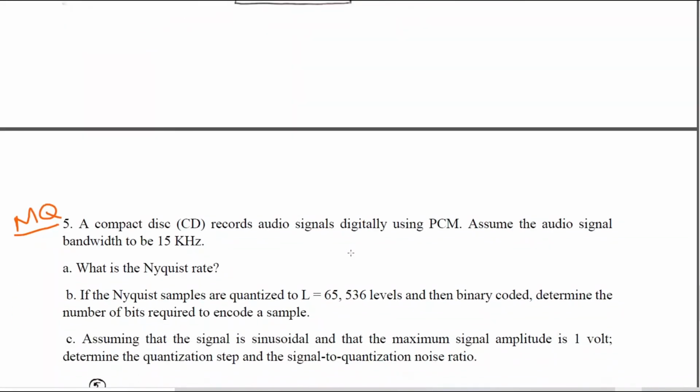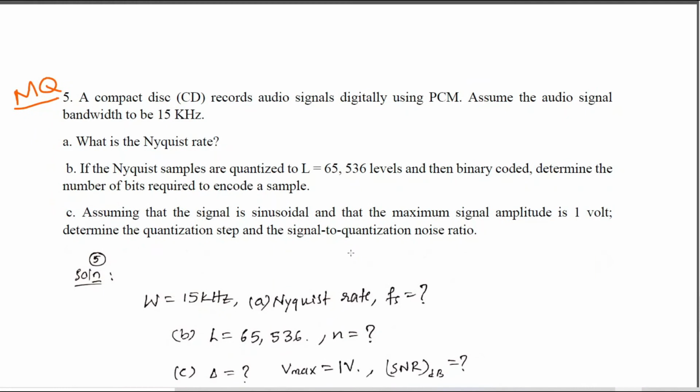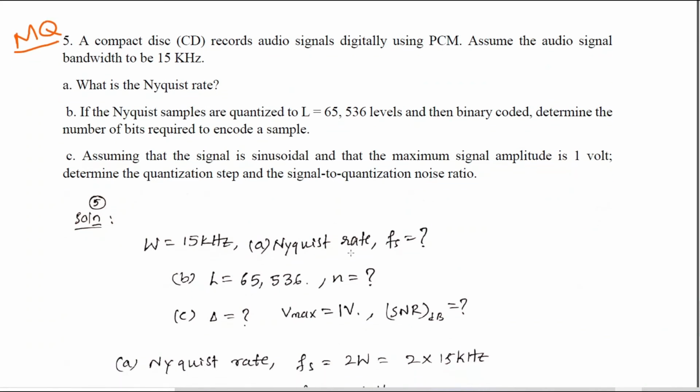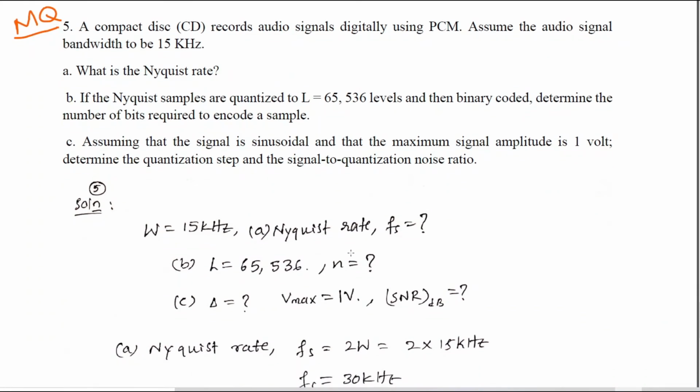Moving further, fifth problem is important because here it has been asked in the model question paper again, and the question goes like this: a compact disc or CD records audio signals digitally using pulse code modulation. Assume the audio signal bandwidth to be 15 kilohertz. So bandwidth of the message signal is 15 kilohertz.